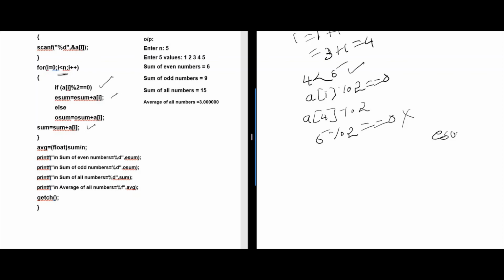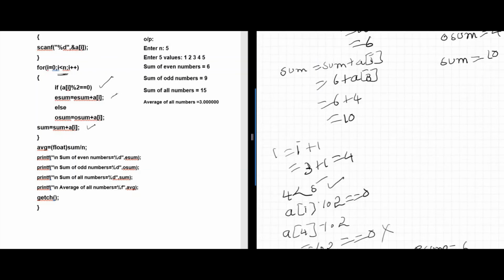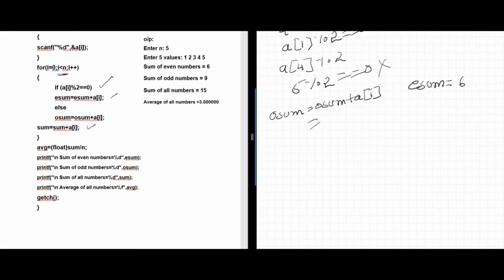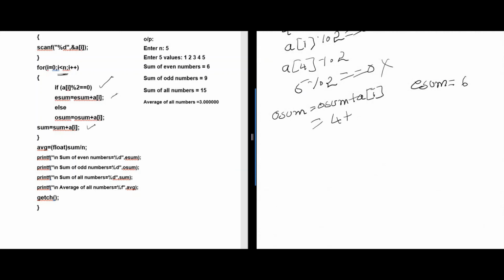So the esum value is not altered. The esum value was 6 and it will remain 6 itself. Now the else part is executed. Else contains osum is equal to osum plus A of I. What was the value of osum? osum was 4. So 4 plus A of I, which is A of 4, is equal to 4 plus 5. Now it becomes 9. So our osum now becomes 9.